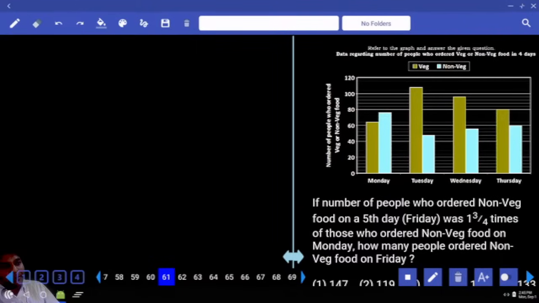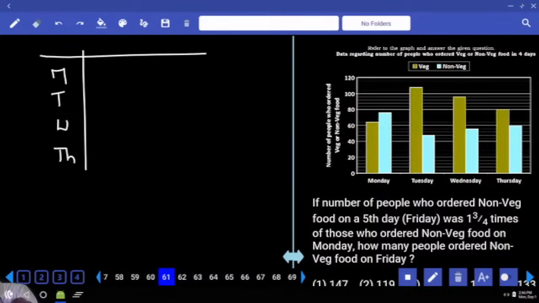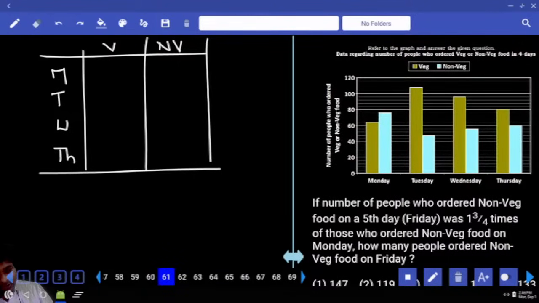Data regarding number of people who ordered veg and non-veg food in 4 days. Monday, Tuesday, Wednesday and Thursday. Veg and then non-veg. 0, 20, 40, 60. 20, 20 gap and 5 lines are there. Each line occupies 4.